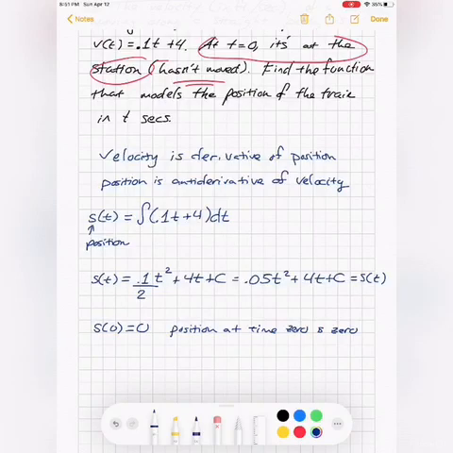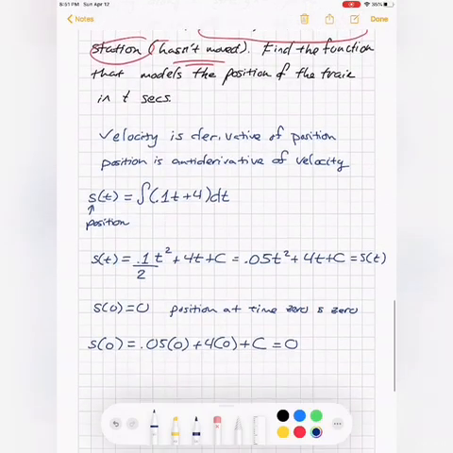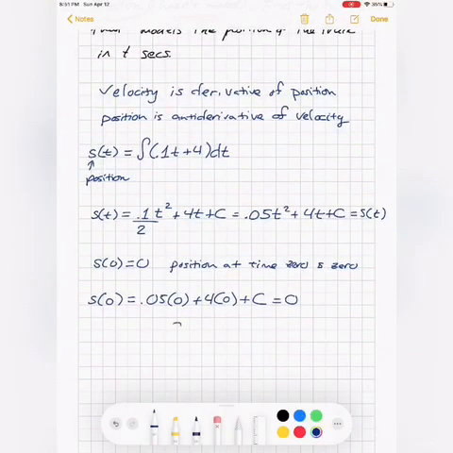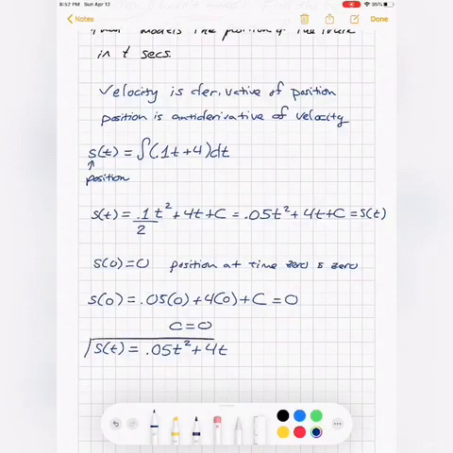Okay, so then let me plug that information in. S of 0, I'd have 0.1, or rather 0.05 times 0 plus 4 times 0 plus c, and that has to be equal to 0. So c would be 0. So I guess my position function would just be 0.05 t squared plus 4t plus 0.